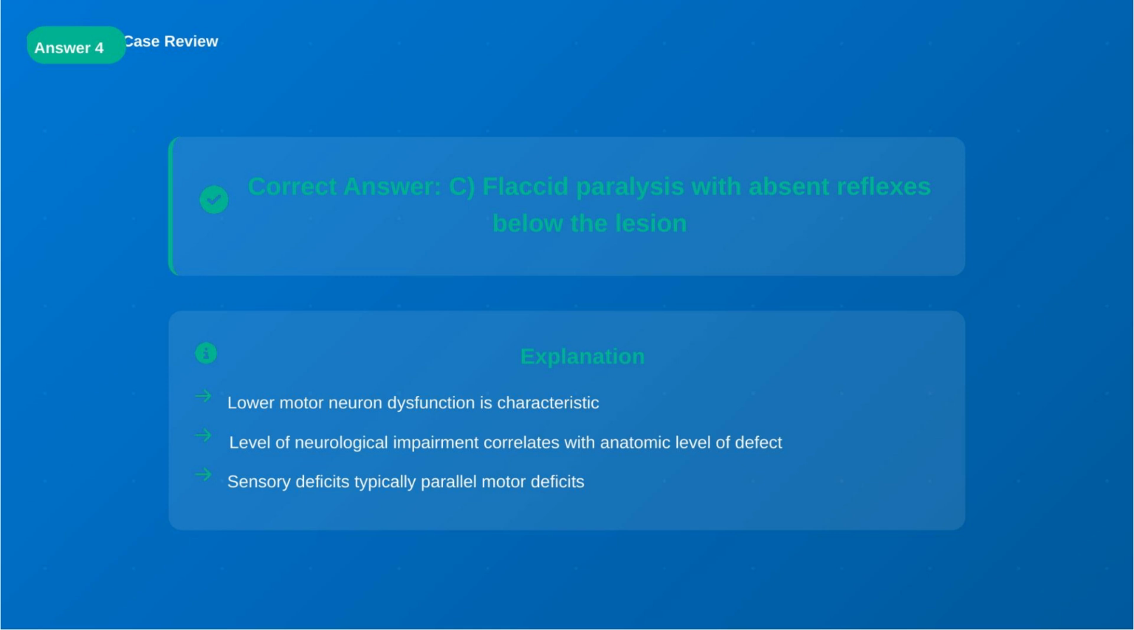Children with myelomeningocele typically exhibit lower motor neuron dysfunction at and below the level of the lesion. This results in flaccid paralysis with reduced or absent deep tendon reflexes rather than spasticity. The level of neurological impairment directly correlates with the anatomic level of the defect. Sensory deficits generally parallel motor deficits, and both contribute to challenges in mobility and functional independence.